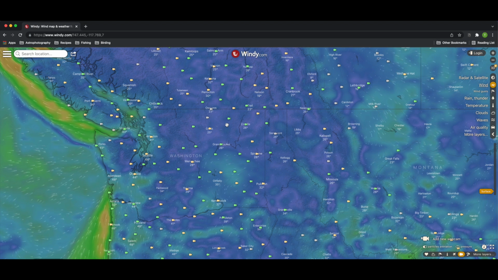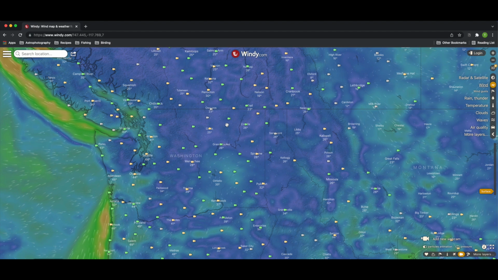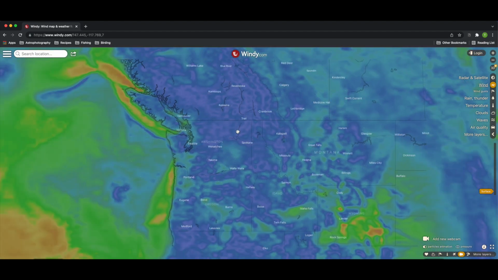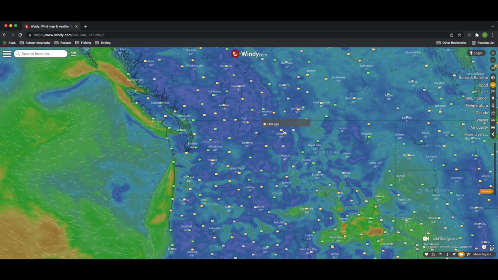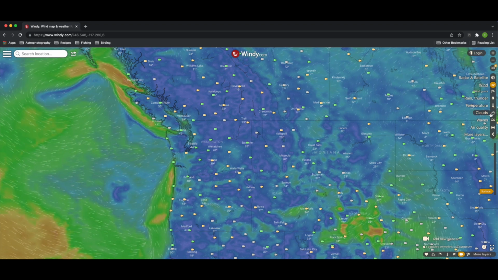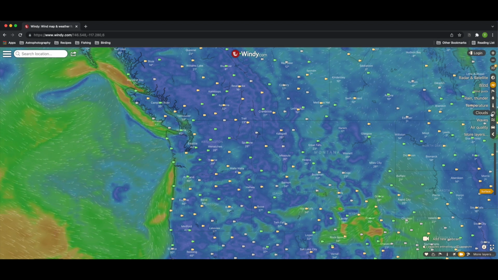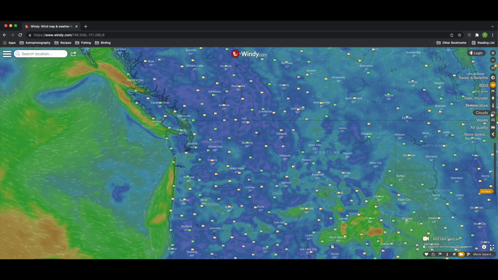Okay, so let's say you've been reviewing the data and watching the forecasts, and you have a pretty good idea that there's a good chance you're going to see aurora. The next challenge is, is the weather going to allow you to see aurora? And in the wintertime in the northern United States, cloud cover tends to dominate our skies. But oftentimes you might be able to find gaps in the clouds.